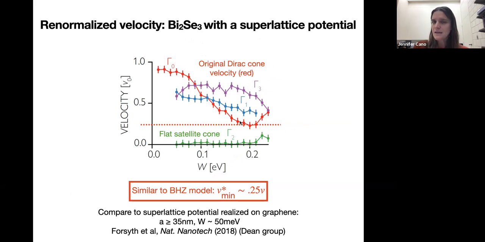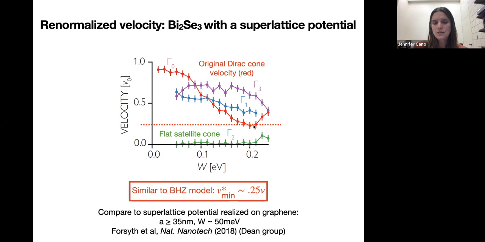You can see the same effect that you saw in our toy model, the BHC model, which is that the Dirac cone velocity reaches a minimum and then comes back up again. That minimum seems to be roughly 1/3 or 1/4 of the original Dirac cone velocity. I think it's actually pretty neat, because in these two systems, one our toy model and one this more realistic model starting from an ab initio calculation, we see the same trend. The Dirac cone velocity decreases, reaches a minimum, comes back up, and its minimum value is roughly 1/3 of its original value.